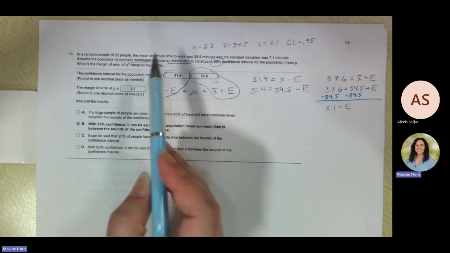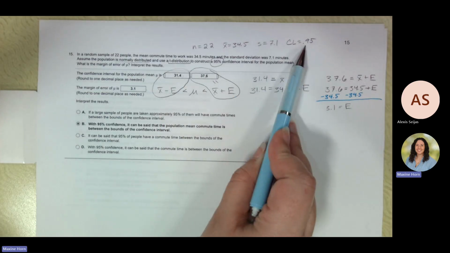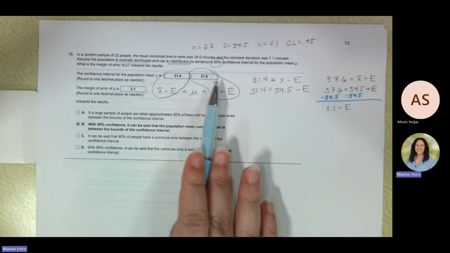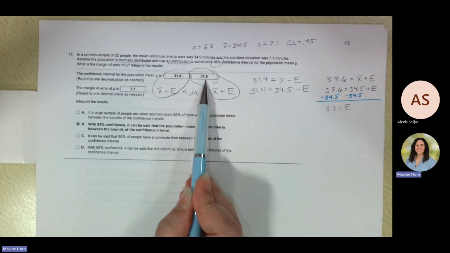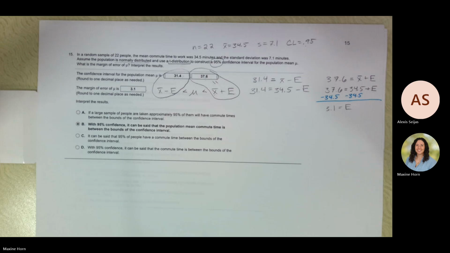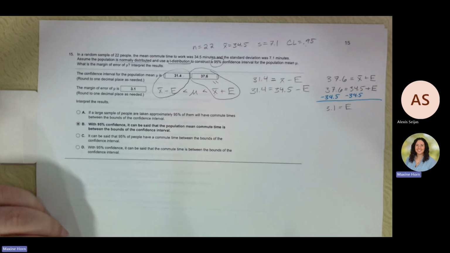We can say with 95% confidence that the population mean commute time is between the boundaries of the confidence interval. A lot of times they'll actually say, we can say with 95% confidence that the population mean commute time is between 31.4 and 37.6 minutes. Right? All right.